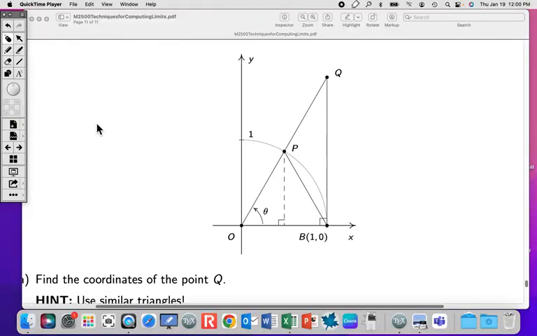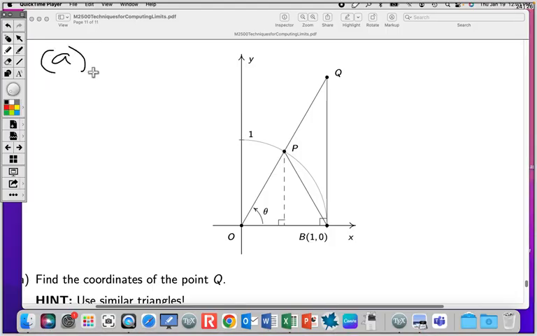So once again, we're looking at the appendix handout from section 2.3. We've got this diagram to play with. So going through each part of this, this is part A. We're asked to determine the coordinates of the point Q. And so there's lots of ways to do that. But we can go back to our right triangle roots here.